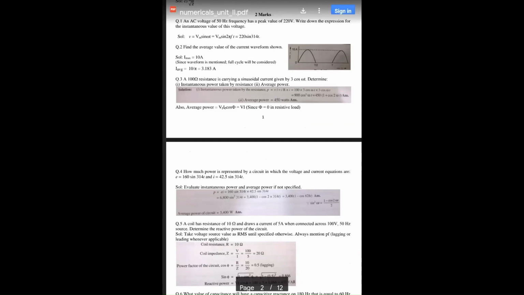The instantaneous value of the voltage is Vm sine omega t, which is Vm sine 2 pi ft, and Vm is given as 220 volts, so it becomes 220 sine 314 t. What is to be kept in mind here is that the frequency given is 50 hertz. If in some problem frequency is not given, then you are required to assume the frequency as 50 hertz only.